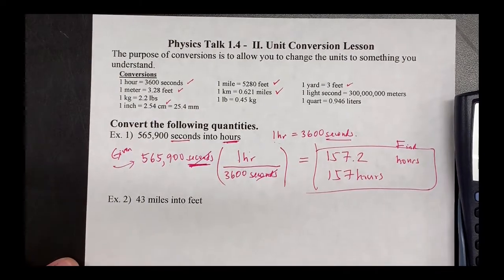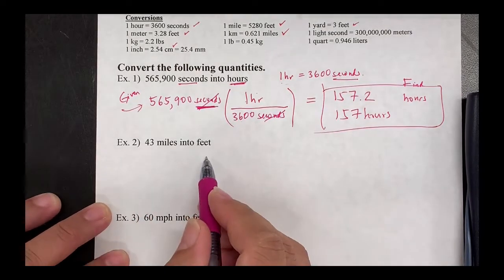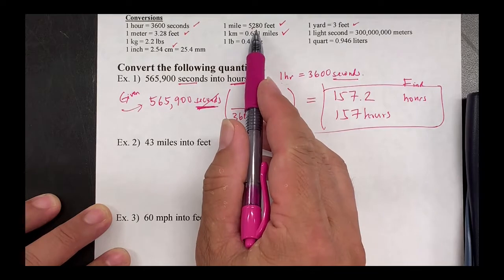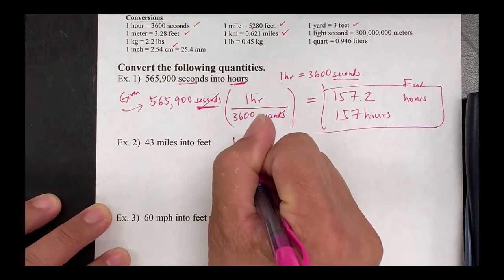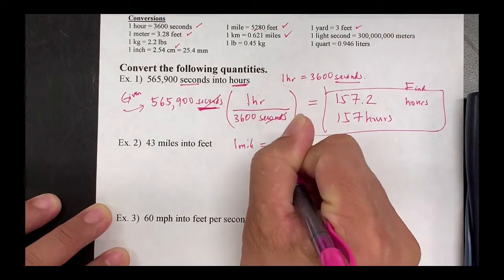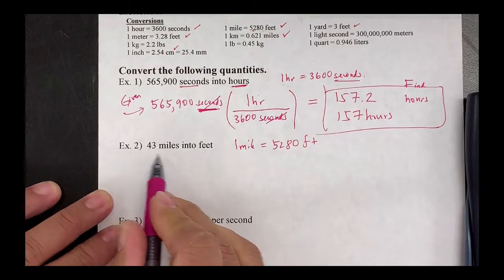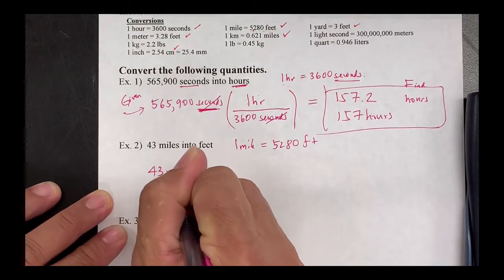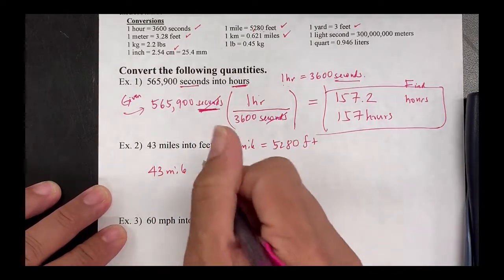So now looking at the second one, how do I change 43 miles into feet? And again, I look up on my list, and I can see up here, I got 1 mile equals 5,280 feet. So I'm going to write that down. 1 mile equals 5,280 feet. And so how many feet is 43 miles? Again, this conversion is probably not something we would do directly, but it becomes a skill we need later.